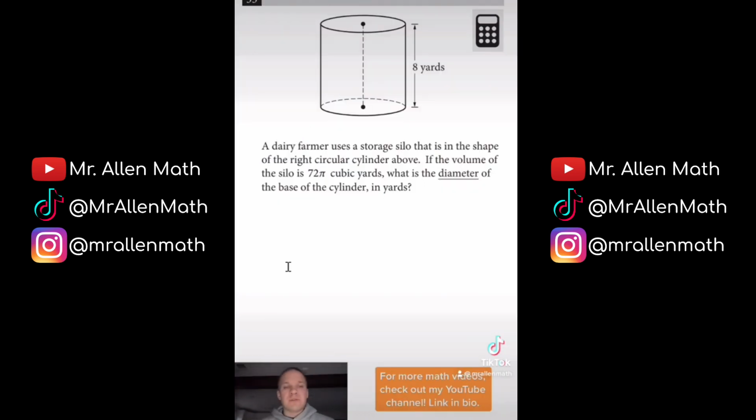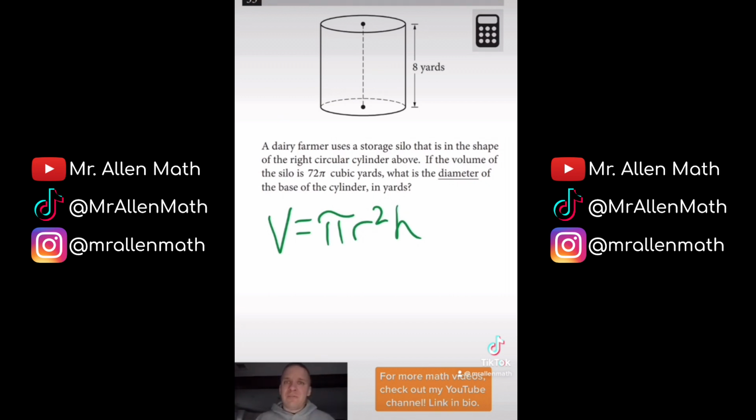A dairy farmer uses a storage silo that is in the shape of the right circular cylinder above. If the volume of the silo is 72 pi cubic yards, what is the diameter of the base of the cylinder in yards? All right, so it'd be helpful if we knew our volume of a right circular cylinder that we have right here. And lucky for us, I have it off the top of my head. But if you don't remember what it is given to you in the formula sheet, but you're going to have to flip through some pages, man.